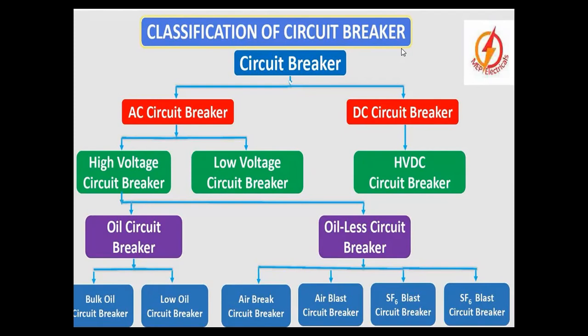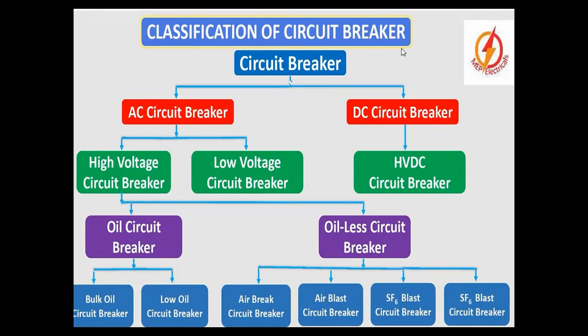Okay, so circuit breakers have two types. First is the AC circuit breaker and second is the DC circuit breaker. Again, one more thing I want to say: in a circuit breaker, there are only two contacts. One is the fixed contact and second is the moving contact.